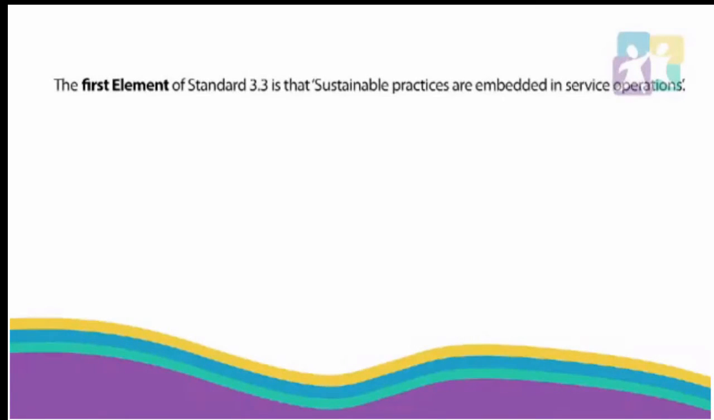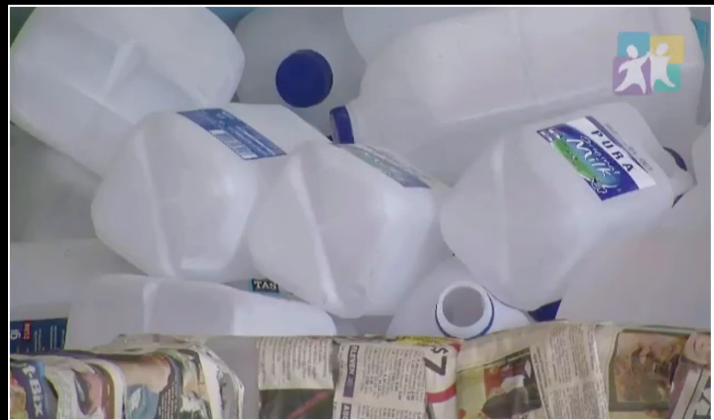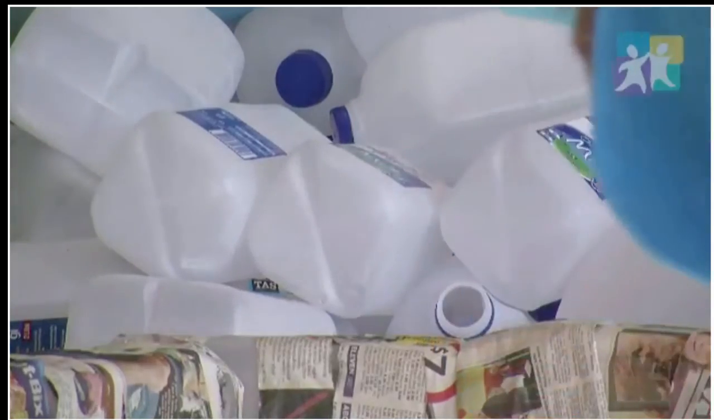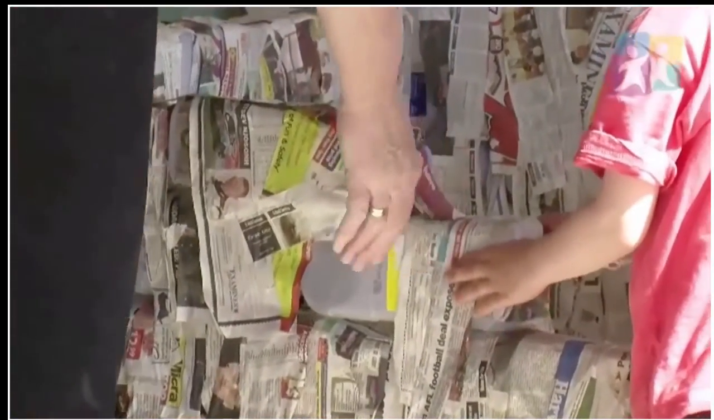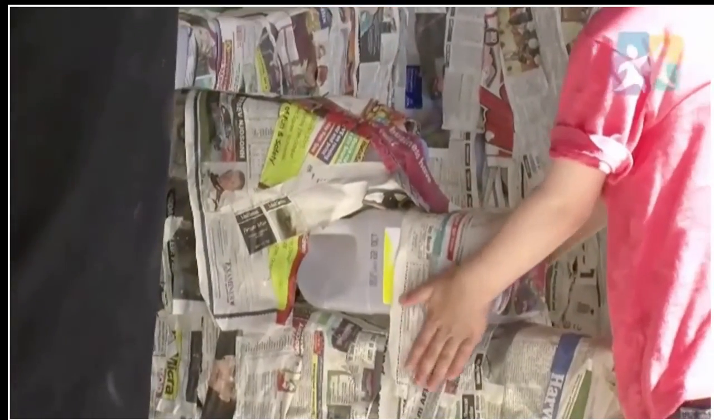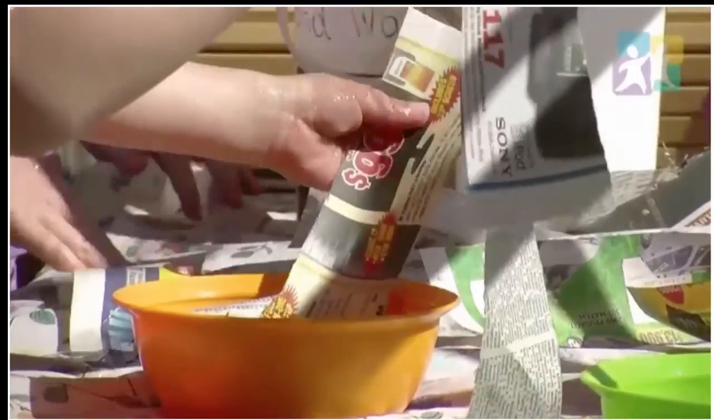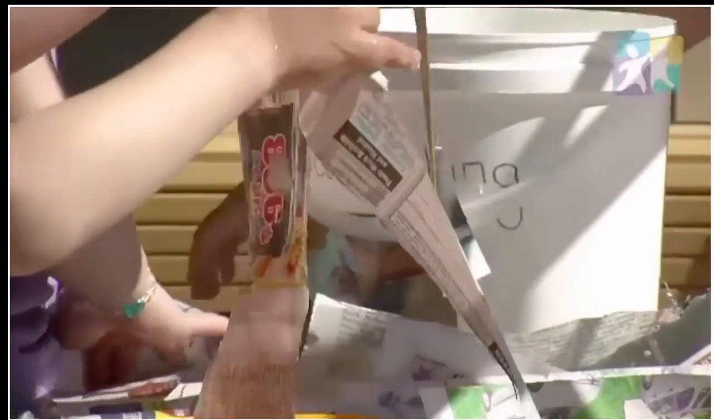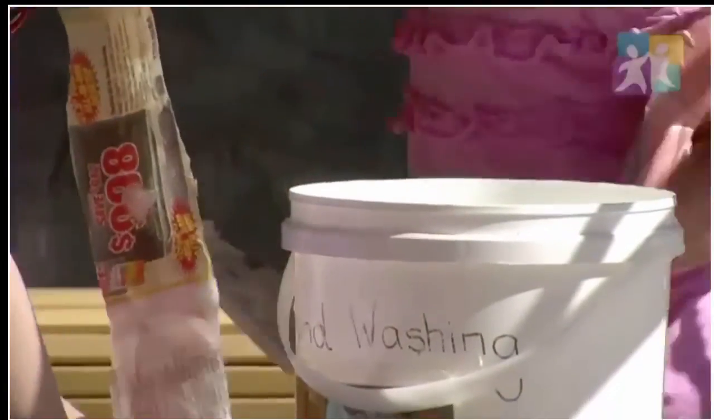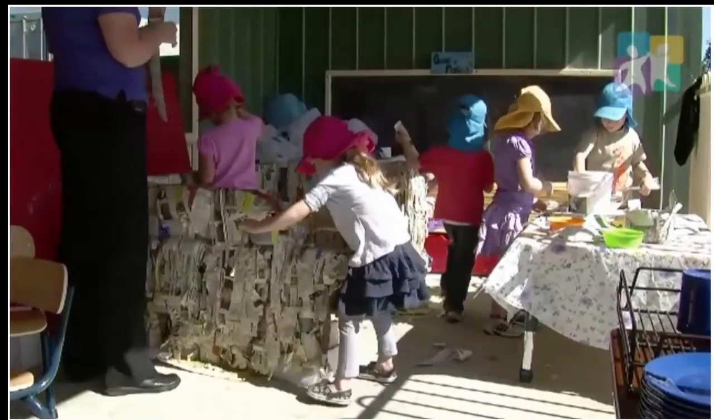The first element of Standard 3.3 is that sustainable practices are embedded in the service operations. This means that educators work with children to learn about the sustainable use of resources, and together they put in place sustainable practices in the service. These practices might include recycling, using recycled resources, making efforts to use energy efficiently, or conserving water. There are lots of possibilities. It is important that children are actively involved in all of these practices. Involving families and the wider community can also have benefits.